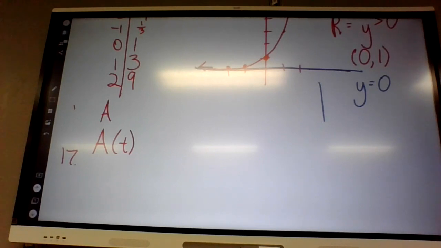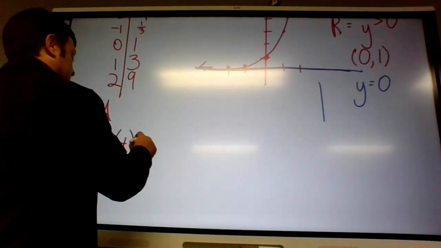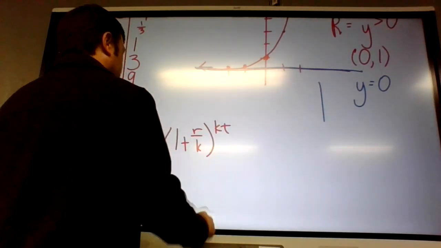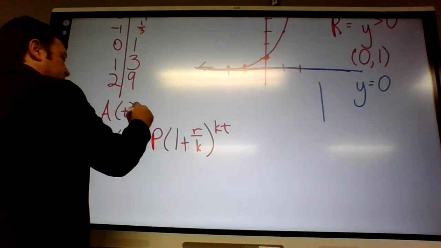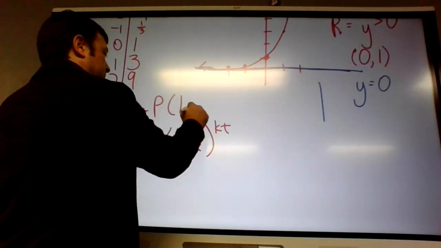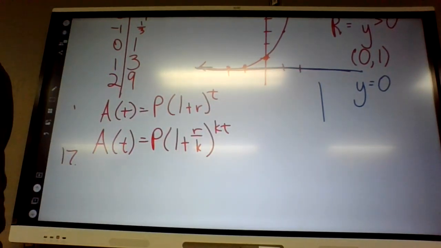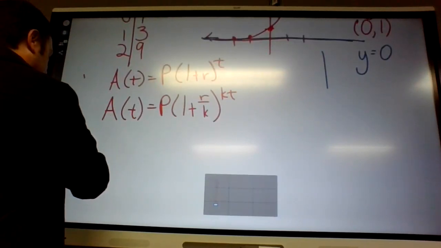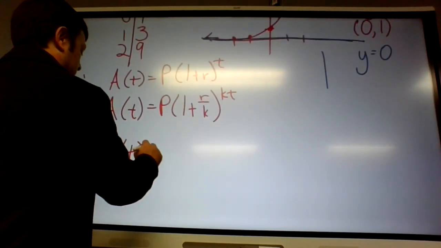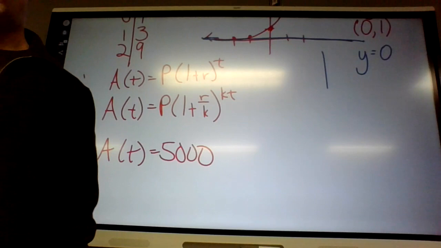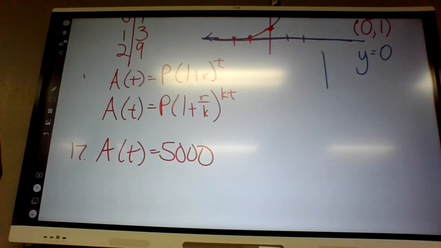Okay, so the k is how many times it gets compounded yearly. How many times you get paid in a year. And this is just simple exponential growth. Okay. So on 17 we got $5,000 is our starting amount. So guess where that goes? Right in front. And then it says 5.2% APR, annual percentage rate.